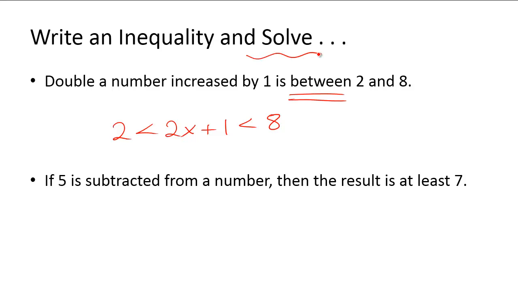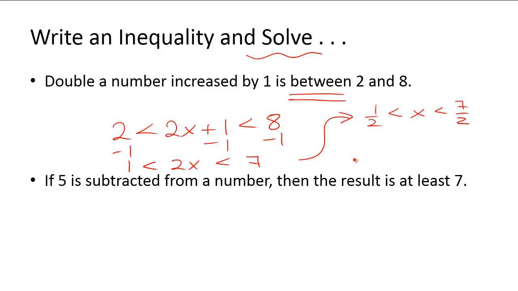Now, let's solve. Subtract 1 from all three sides. You get 1 less than 2x less than 7, which gives us x is between 1/2 and 7/2. So you could answer x is between 1/2 and 7/2, or you could use set builder notation or interval notation as used before. Let's try to translate the next one.